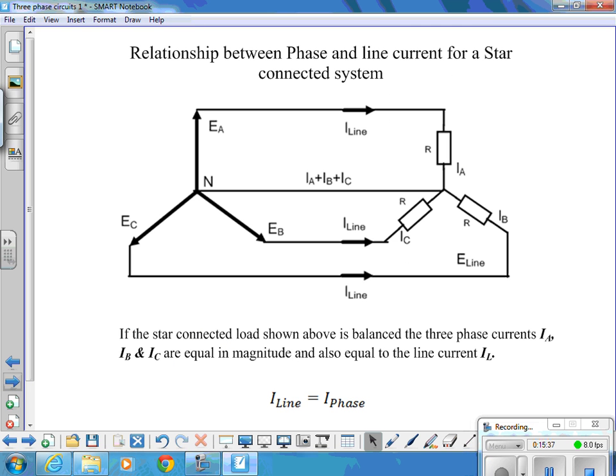Over the page, relationship between phase and line current for a star connected system. Well, if we look at that diagram, we've got a line current travelling in the top line there, line A. That must also be the current travelling in that phase. There's nowhere else for it to go. So for a star connected system, the line current and phase currents are equal to each other.